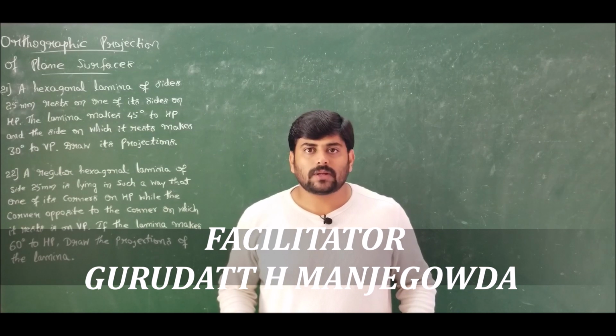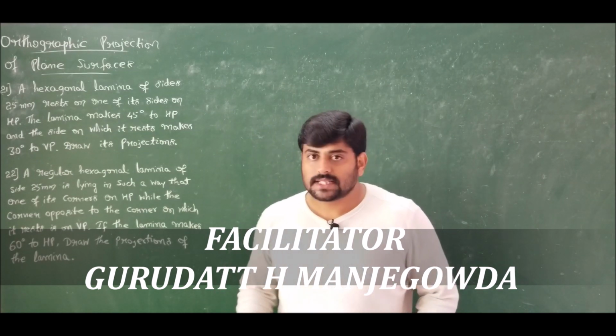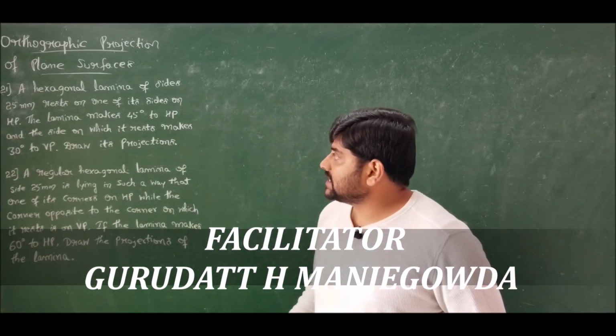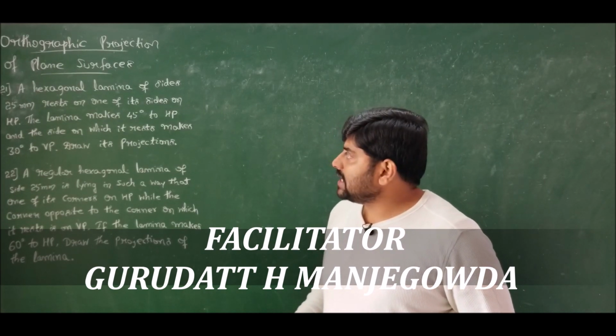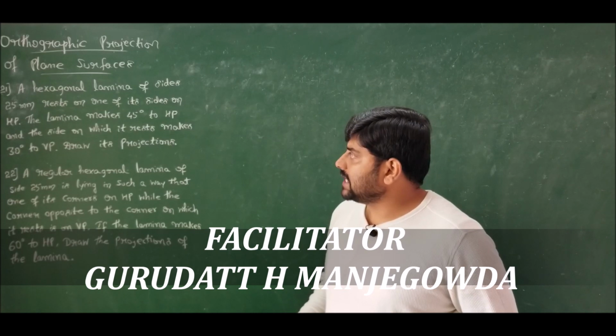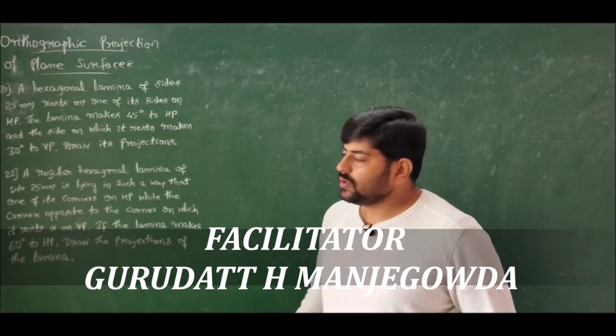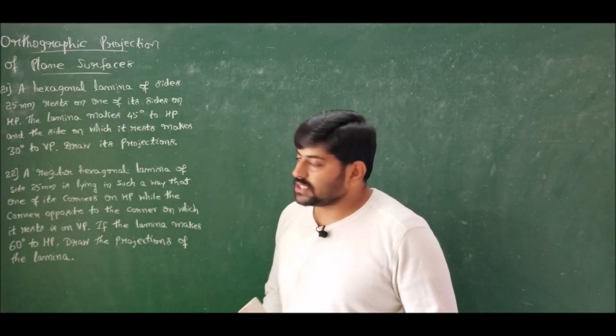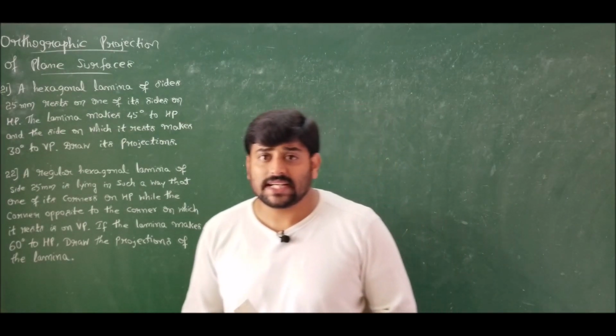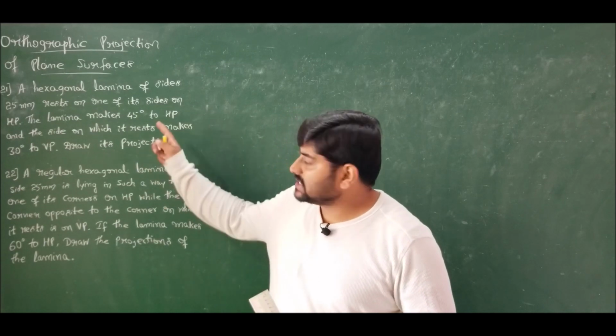Moving ahead, problem number 21 of our discussion states that a hexagonal laminae of sides 25 mm rests on one of its sides on HP. The laminae makes 45 degrees to HP and the side on which it rests makes 30 degrees to VP. Draw its projection. So we have a hexagonal laminae of sides 25 mm resting on one of its sides on HP. So that is the first position.